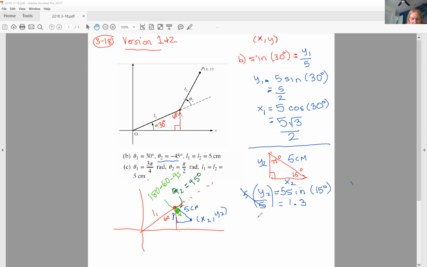Okay, and then X2, exactly the same way, I'm going to say 5 times the cosine of 15 degrees, which is equal to 4.83, I'll just say 4.8. Okay, so now I know if I were to redraw this whole thing, which I'm not going to do right now.